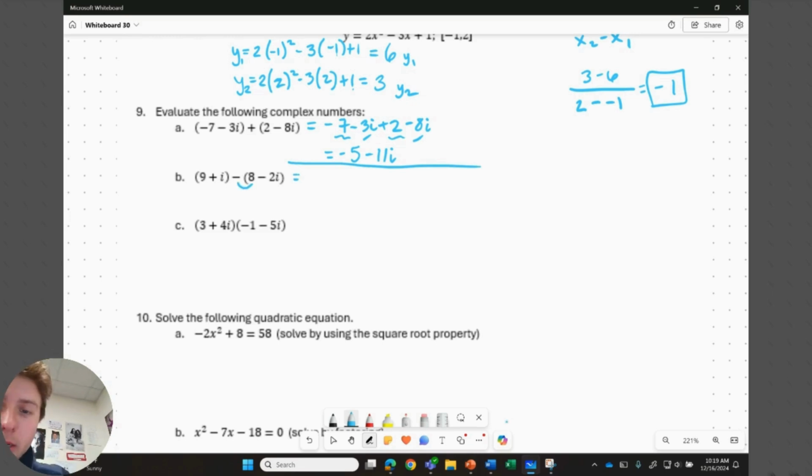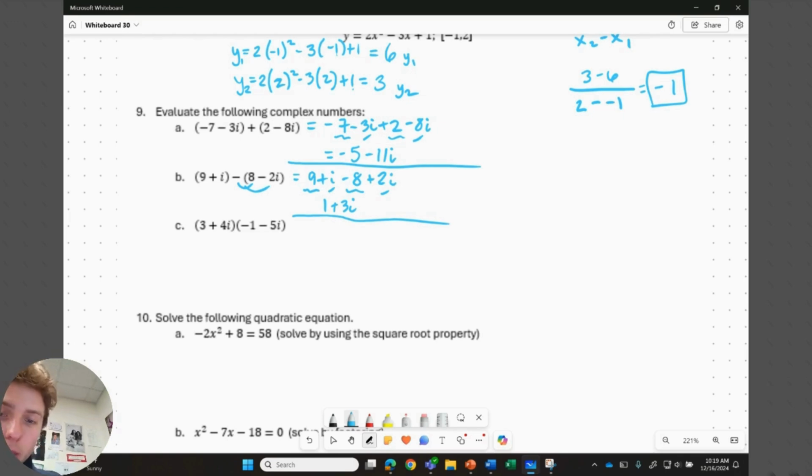When there's a minus in the middle, you do need to distribute it. When you distribute a negative, that means the signs change. The 8 is negative, the 2 is positive. Again, combine your like terms. 9 minus 8, 1i plus 2i gives us 3i. And part B there is done.